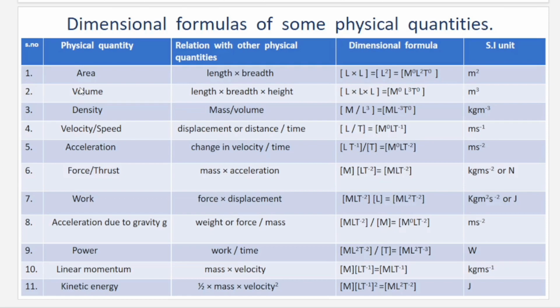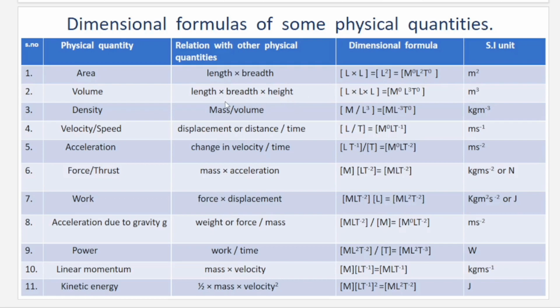Let's learn dimensional formulas of some physical quantities. The first one is area, whose formula is length into breadth, which is L into L, L². Make sure you write them in brackets and also mention the fundamental units whose power is 0. For example, [M⁰L²T⁰]. You can also remember the dimensional formulas with the help of their SI unit. So meter square, which is L².